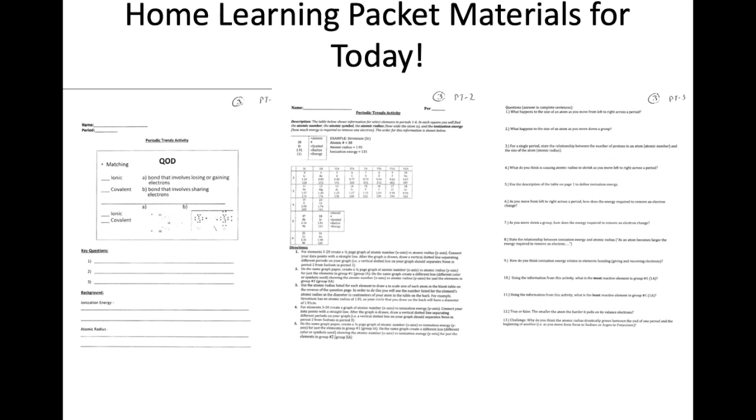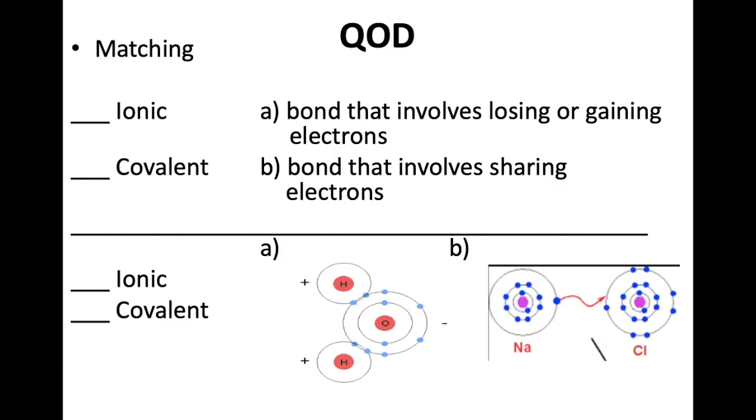So when you're taking out your materials today in your home learning packet, you're going to start with the one that's number 3. It's titled Periodic Trends Activity. And then later in the lesson, we're going to work through the rest of the pages that also say Periodic Trends Activity. So we're going to start with a question of the day.